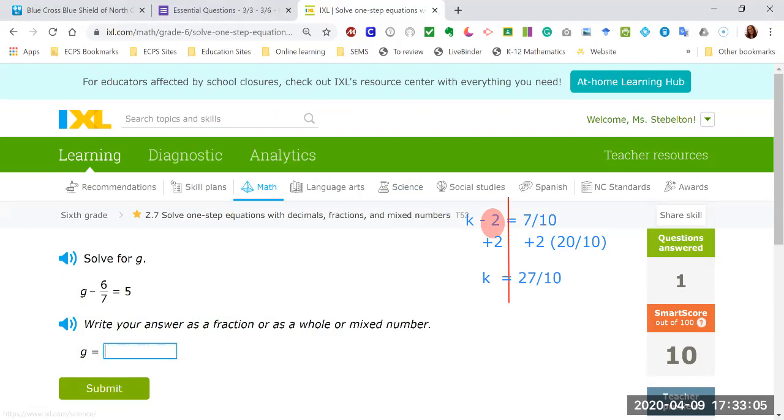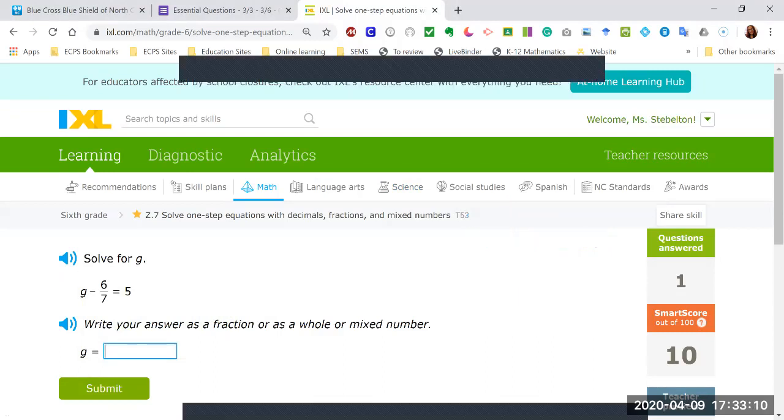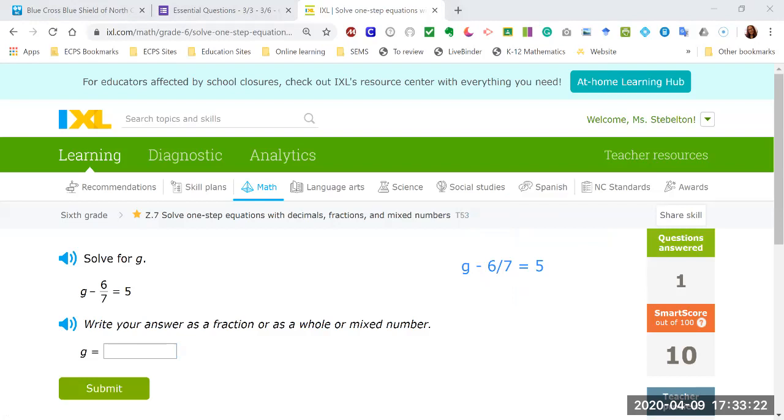All right, so next problem, we're solving for g, and it says that g minus 6/7 is equal to 5. Again, I'm going to want that g all by itself. So I'm going to figure out, what do I need to move across the equal sign to get g by itself? And here you can see that says minus 6/7. In order for me to get g by itself, I have to add 6/7 to each side.